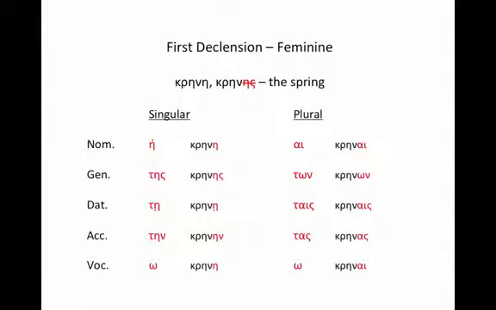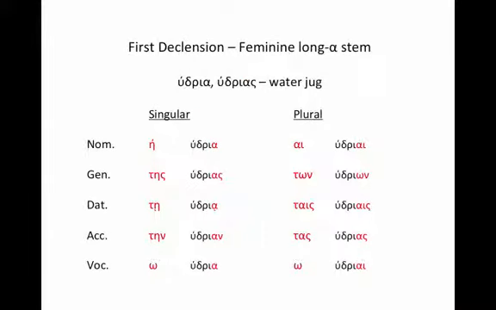Now the feminine will have some variations as well. So let's look at first declension feminine long alpha stem nouns. Here, your articles stay the same, and your endings are very similar, except where you saw an eta before, you now see an alpha.